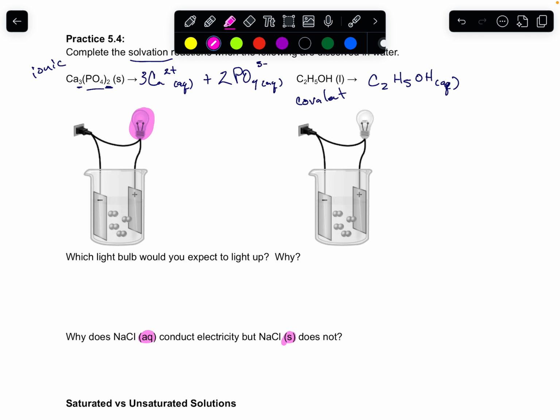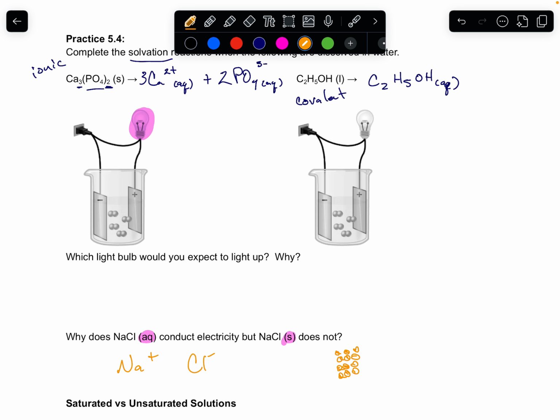Lastly, why does NaCl aqueous conduct, but NaCl solid does not? If we think about this, NaCl aqueous means it's broken up into Na+ and Cl-. So it's going to have those ions with those charges that will be able to carry the electricity through, and it will make the light bulb light up.